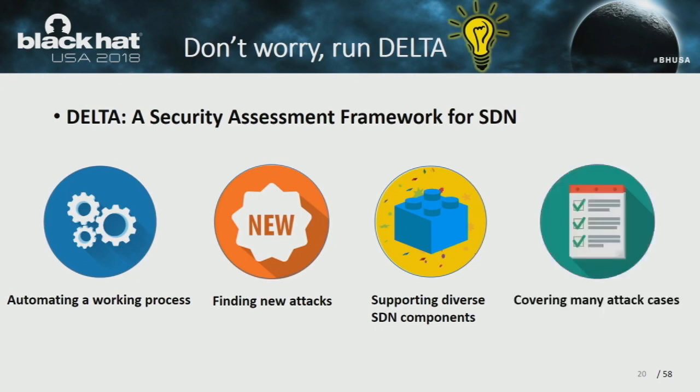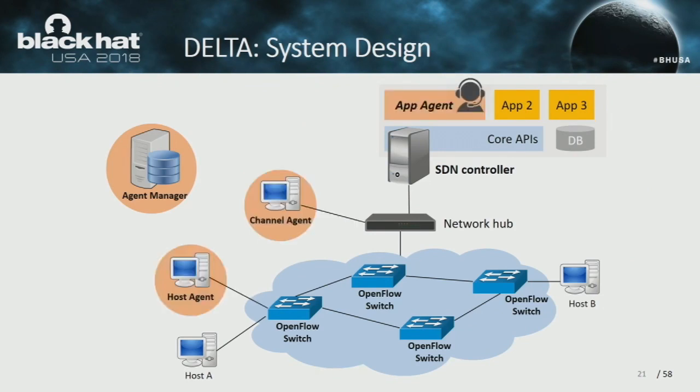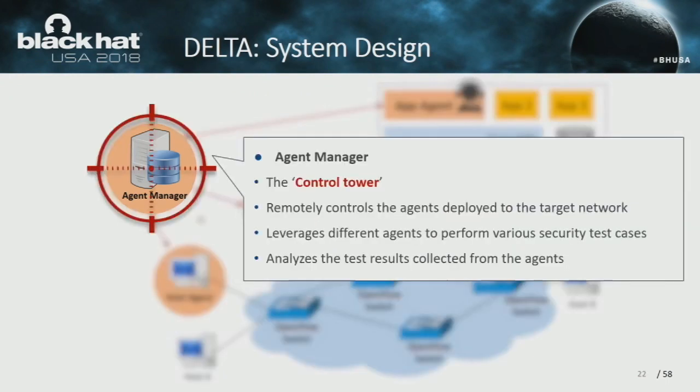And lastly, when reproducing known attack cases, Delta should cover as many attack scenarios as possible. For that, we don't need any other testing tools. So let's take a look at how Delta achieves each design goal. So this is how Delta looks. Delta consists of 1 agent manager and 3 different types of agents: application, channel, and host agent. And the agent manager communicates with all the agents in the network using a dedicated Delta control channel, shown as the red dotted line in this slide. So let's have a look at each component in detail.